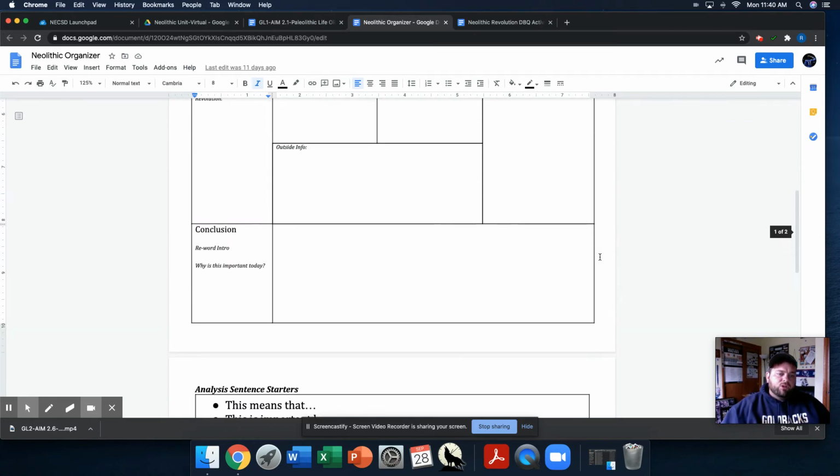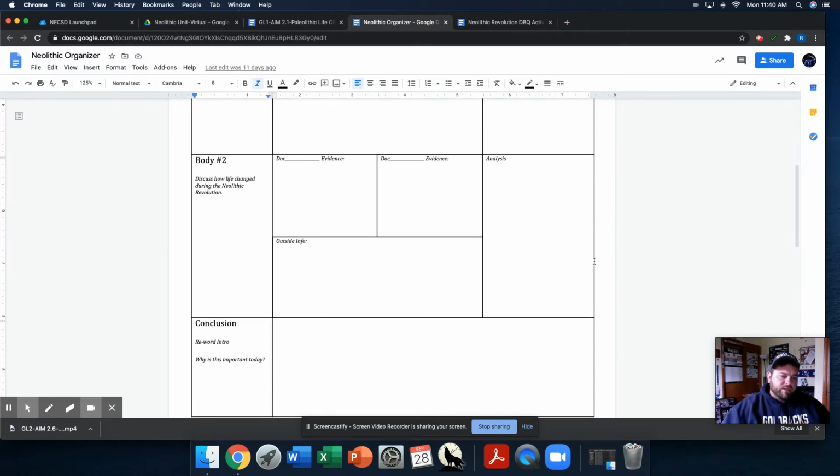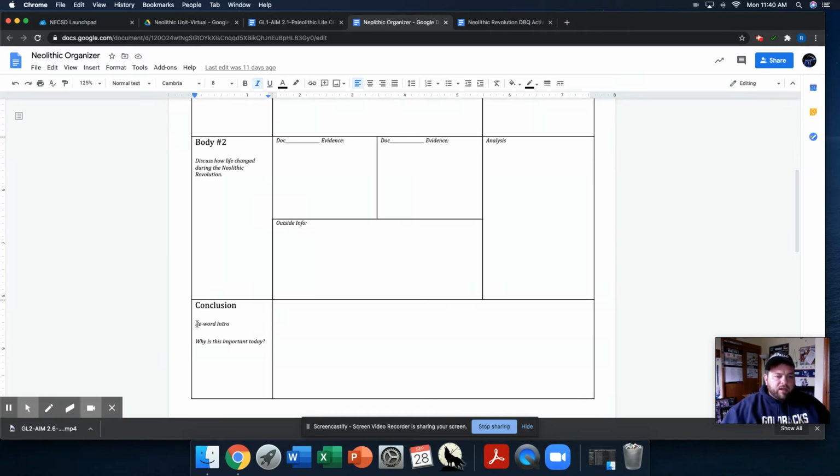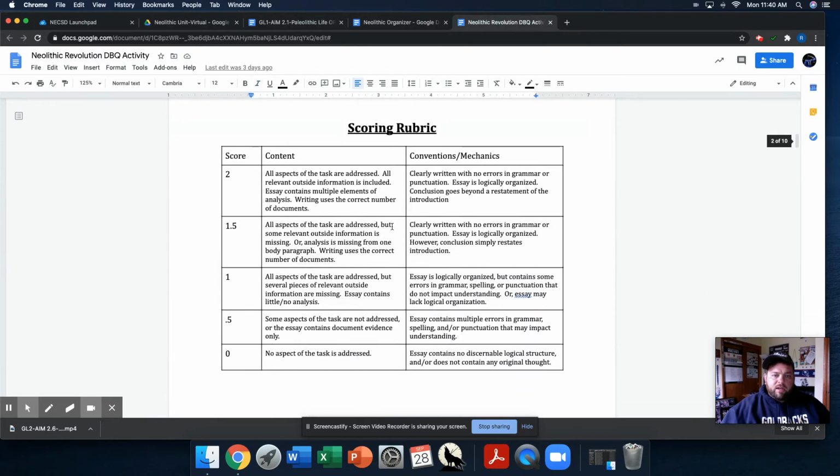And then the conclusion is very similar to the intro, but the only thing I wanted to point out is if we read the fine print for the conclusion here, it says reword the intro. Okay, great. And then why is this important today? If you remember the grading rubric, and I'll pull that back up here, a big difference between a 2 and a 1.5, for example, is in regard to the conclusion, right?